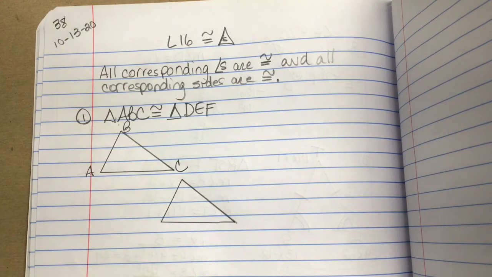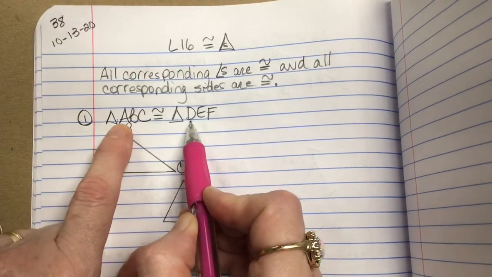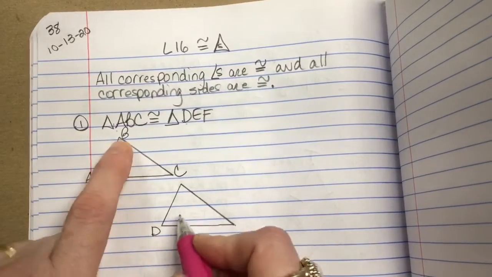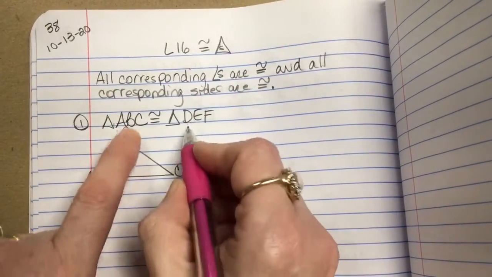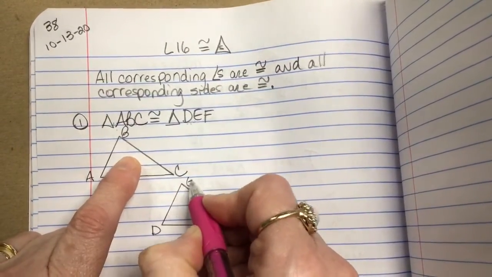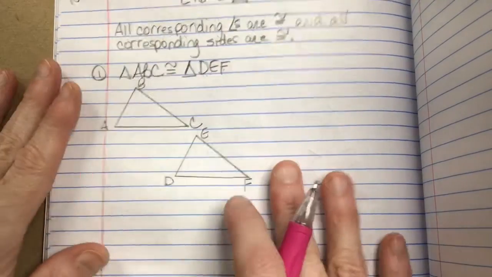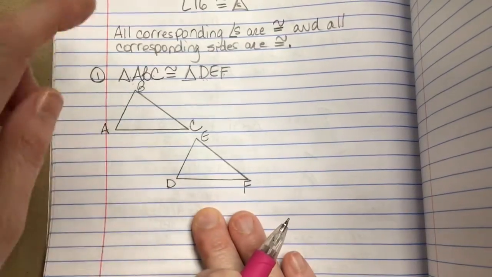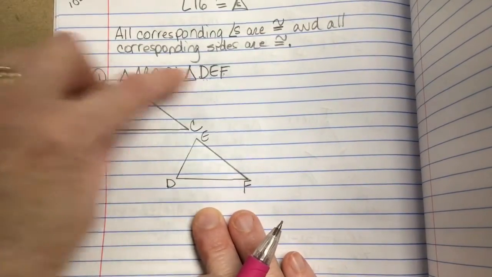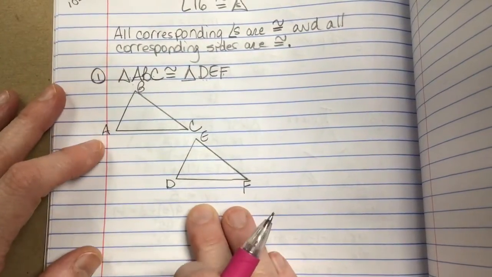Well, if we're going to match them up, look at how your letters match up. A and D match up. B and E match up. So these are important to you. And C and F. I'm going to mark this one. Sometimes they'll mark the picture and ask you to state this, and this is called a congruency statement. We'll review that here in just a minute too.